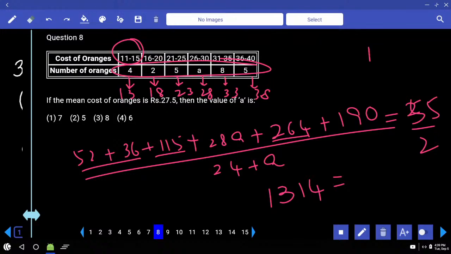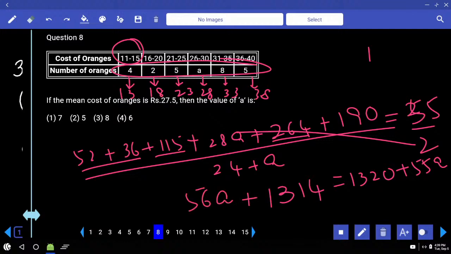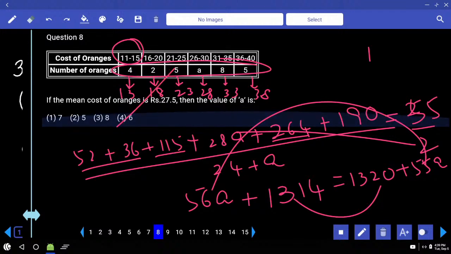Why 1200 plus 120, 1320 plus 55A, that is not 55A, something went wrong, there is one extra here, that is 56A. Therefore A is equal to 6. A is equal to 6, option 4.